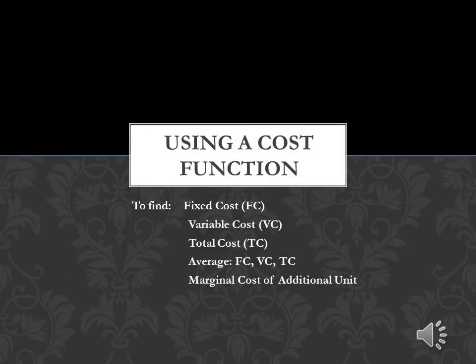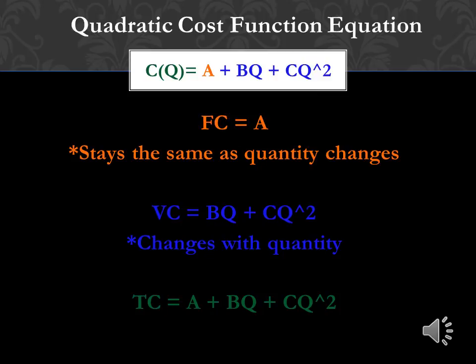Okay, today we're going to go over how to get the fixed cost, variable cost, total cost, the average fixed cost, average variable cost, and average total cost, plus the marginal cost of an additional unit using a cost function. The quadratic cost function equation is essentially the cost, which is a function of the quantity, equals a number plus a number times a quantity plus a number times a quantity raised to a power.